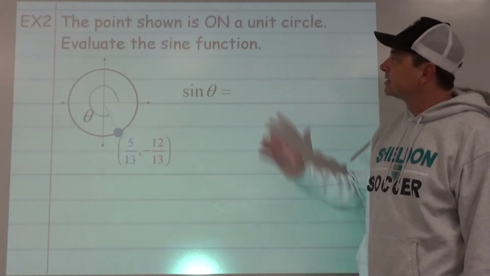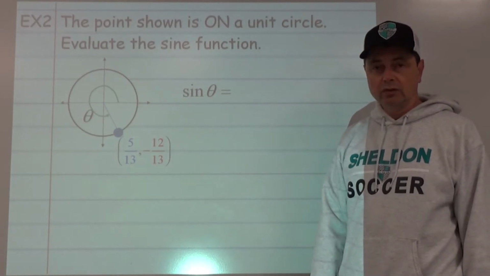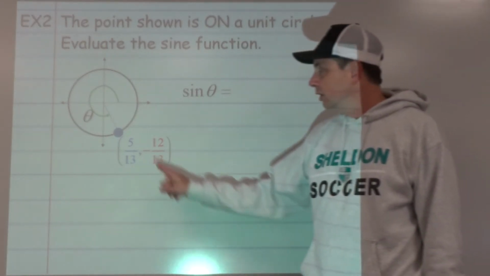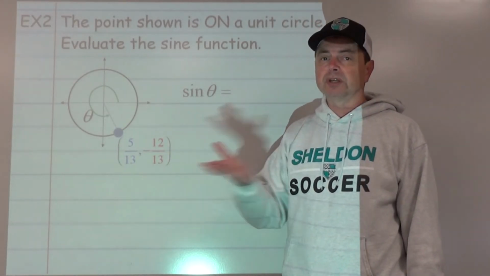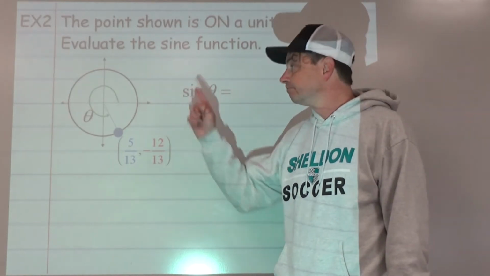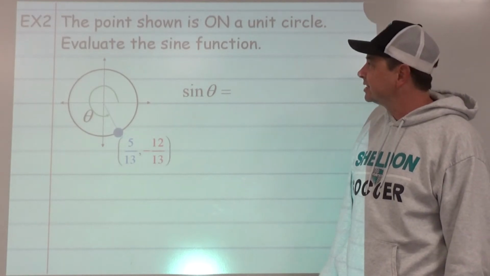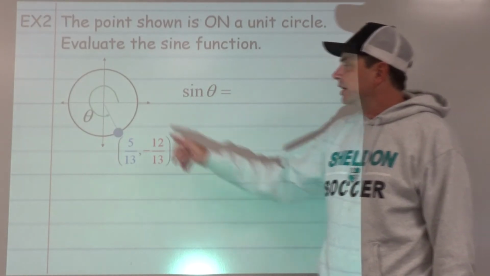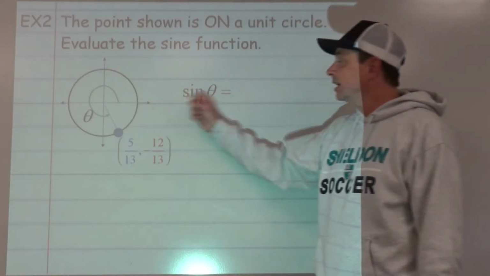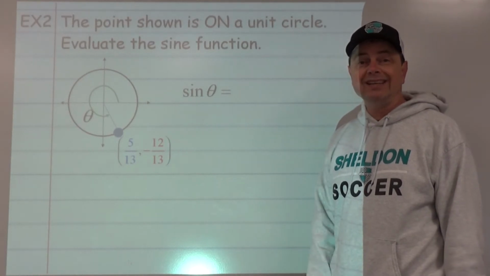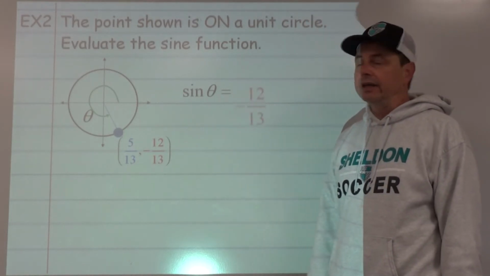But before we get to that, example number 2. We are given the fact that this is on a unit circle. We could verify that if we wanted to by squaring both of these, adding them together, and square rooting, by the Pythagorean theorem. If you get 1, then it's on the unit circle. If you did that, you would find out that it is 1. This is on the unit circle. So here's our theta right there. Here's our point. Sine of theta, we've just discovered, is y. So here's the y coordinate. That's the sine of theta.